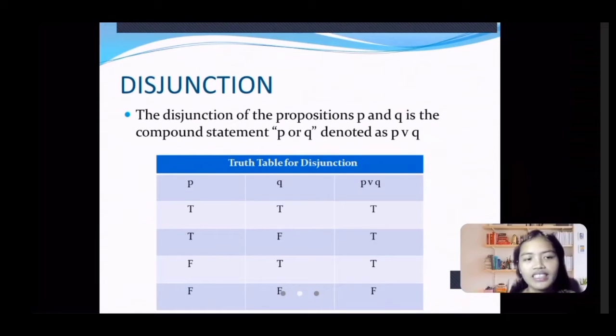Disjunction. The disjunction of the propositions P and Q is the compound statement P or Q, denoted as P V Q. This symbol is named V, or you can read it as P or Q. This table shows that it is false only when both P and Q are false. Otherwise, it is true. So that is a disjunction.